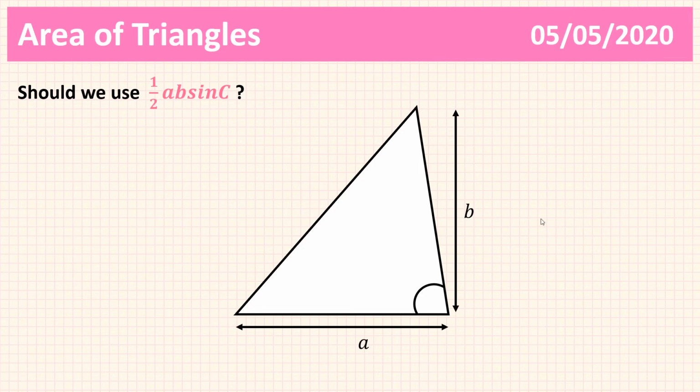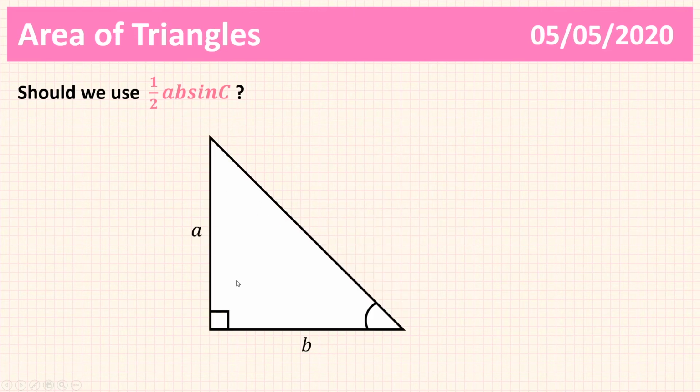So for this one, the answer is no. And that's because we're given the perpendicular height. So if we're given the perpendicular height, we want to be as efficient as possible. So using a half AB sine C is inefficient. It's not very efficient. So instead, we can just use B times A divided by 2 because we're given the perpendicular height. What about this one?